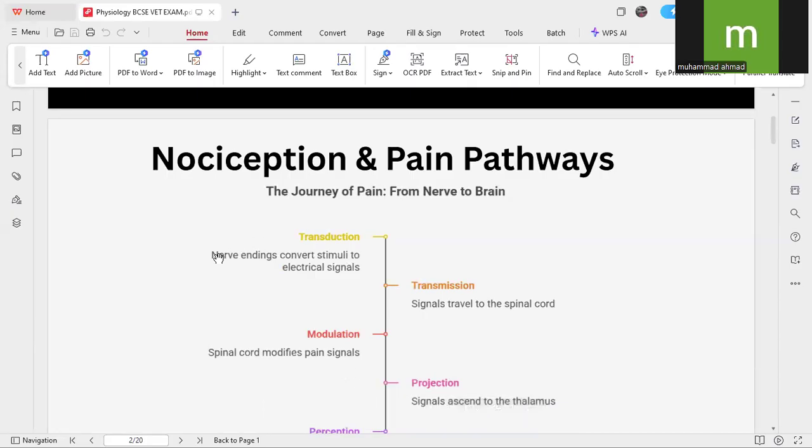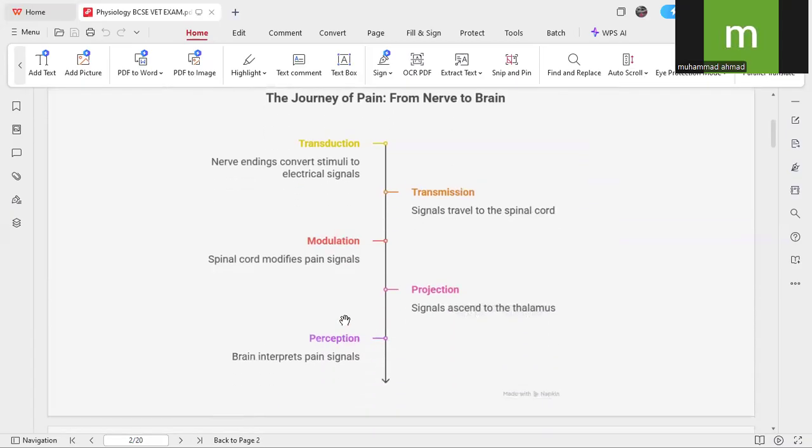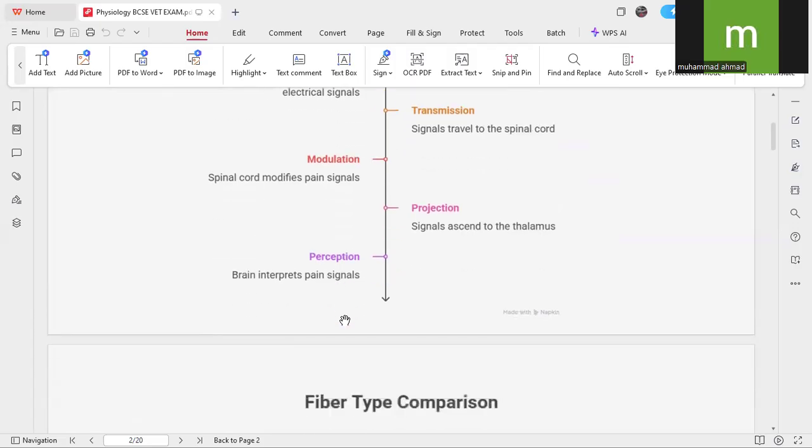Transduction, basically nerve ending converts stimuli to the electric signals. Transmission, signals travel to the spinal cord. Modulation, spinal cord modifies pain signals here, and projection, signals ascending to the thalamus portion of the brain, and then perception, brain interprets pain signals.